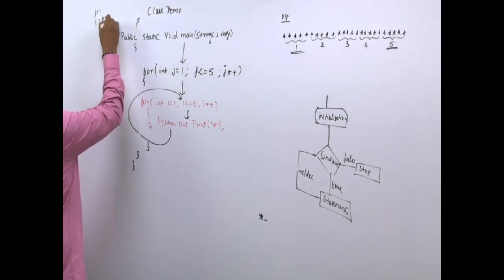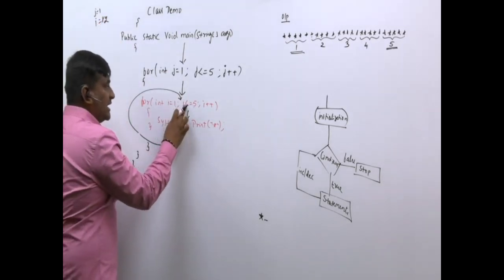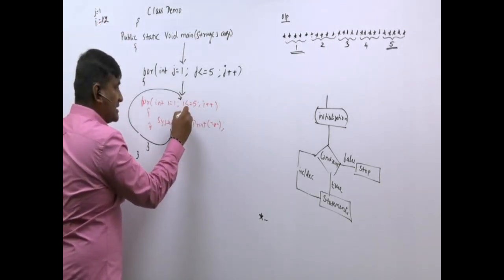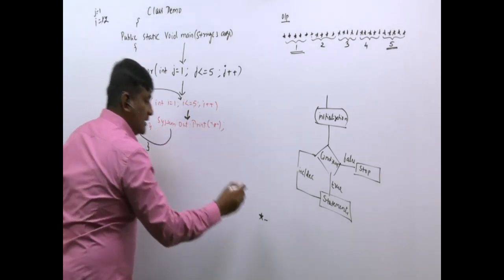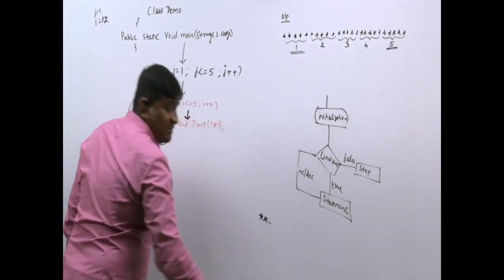I becomes from 1 to what? 2. Now again I will check the condition. Is 2 less than or equal to 5? Yes, come inside. System.out.print, print what? Star. Cursor will be in the same line.